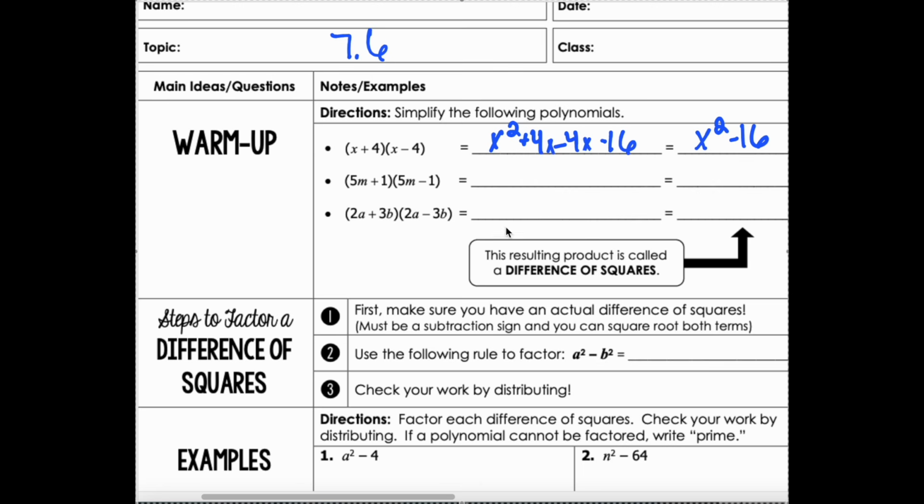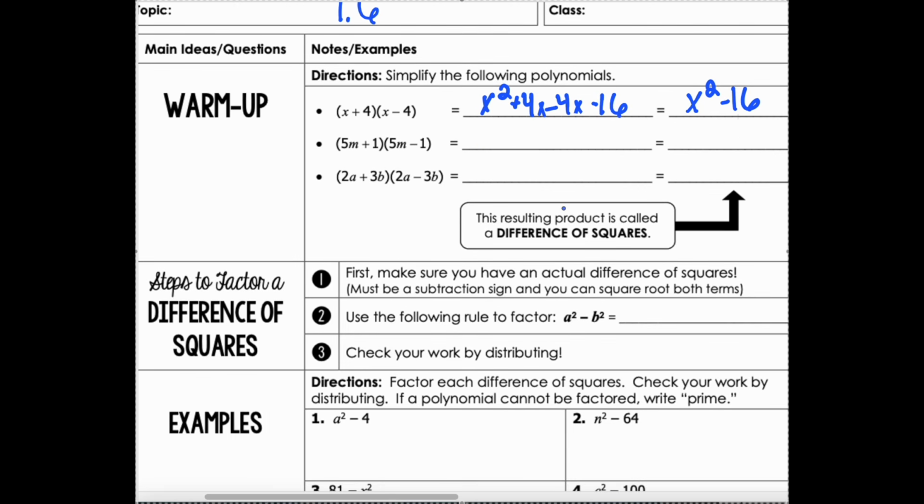And you can go ahead and do the same thing with both of these, and you'll see that those two middle terms end up being canceled out. Now, we call these difference of squares because once you get it in this final form right here, you're able to factor it by finding the square root of both terms.